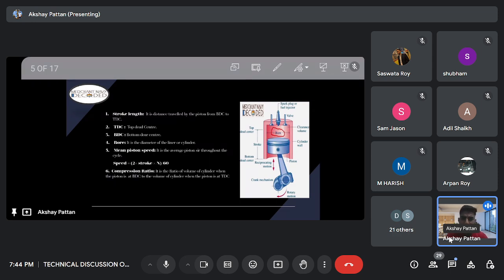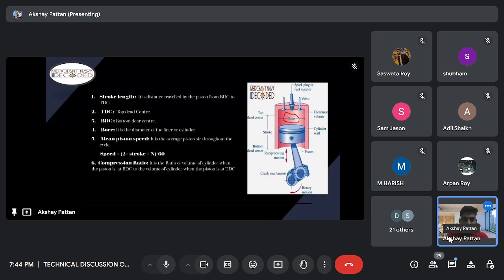Can you guys zoom that slide in your phones? Yes, you can zoom it and see there. BDC to TDC, the stroke length is mentioned there as a stroke. So that is the definition of stroke length. The piston, when it travels from BDC to TDC, the distance which it covers while traveling from BDC to TDC is known as the stroke length. Is there any doubt in this?